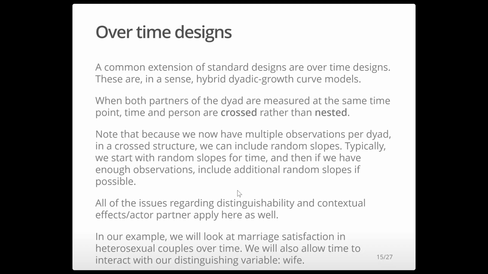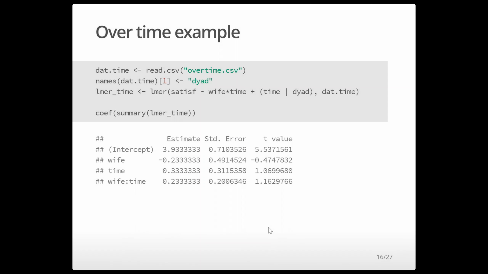So in this example, we're going to look at marriage satisfaction in heterosexual couples over time, and we're going to allow time to interact with our distinguishing variable, which is wife. Since these are heterosexual couples, each dyad has a husband and a wife. So we're going to see if time interacts with our distinguishing variable to see if the effect of time is different for the different type of partner. And so here we see the interaction is not significant. The t is below 1.96.